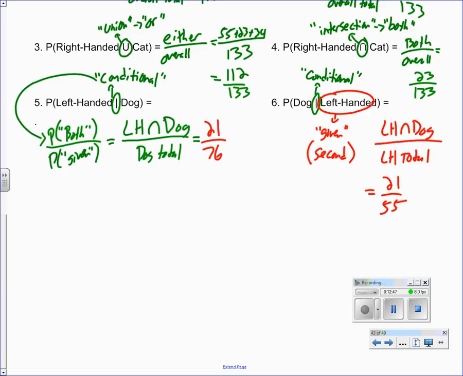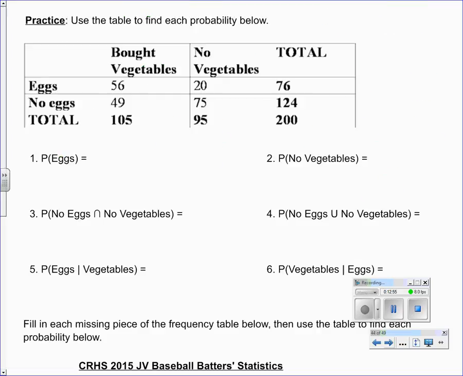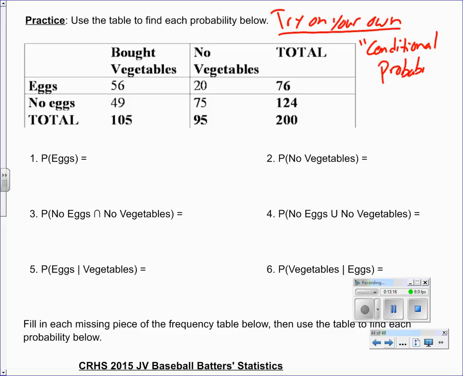So this is all the types of probability we've talked about so far, just now we're using a table instead of using dice or decks of cards as our examples. So on the back of this sheet, here's some problems for you to try on your own. If you're having trouble with this, ask some questions, or you can look up some other resources online on conditional probability and two-way tables.